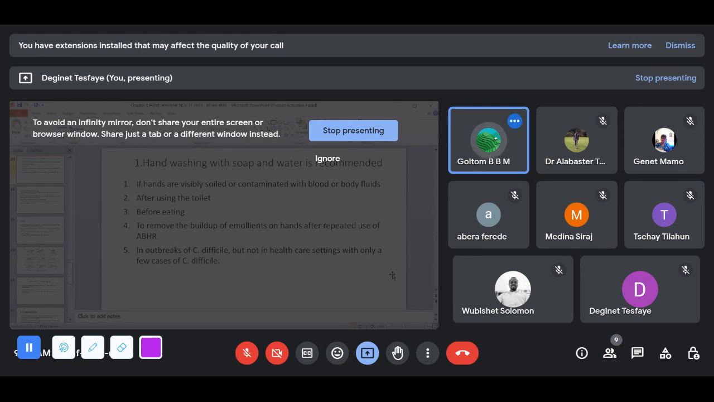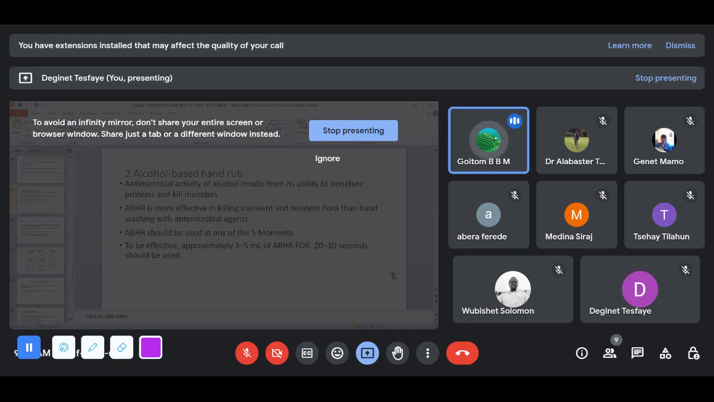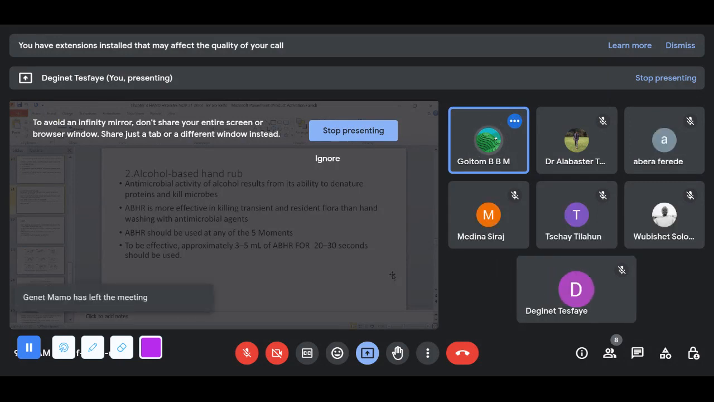Alcohol-based hand rub, this is the one we usually use during COVID-19. Everybody is familiar with how to use the alcohol hand rub, and this is more effective in killing transient and resident flora than hand washing with antimicrobials. Alcohol-based hand rub should be used at any of the 5 moments, before and after patient care and contact, and during invasive procedures and environment touch.